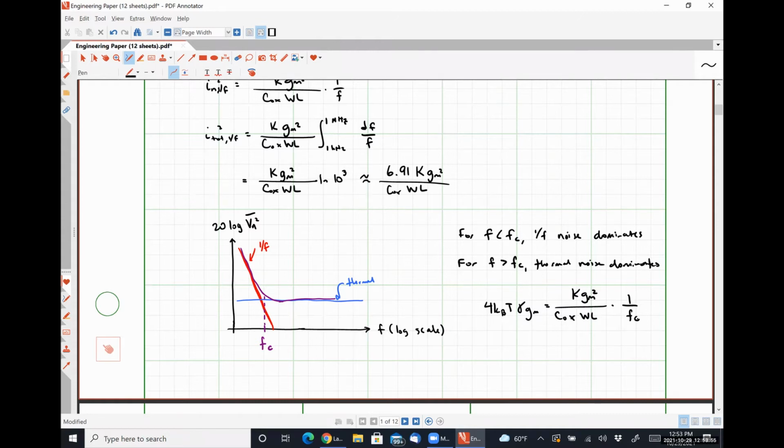Looks like I can just multiply both sides by FC and then divide both sides by that 4 kBT business right there, and that'll take care of it. So we should have FC is equal to K GM, not squared anymore, divided by 4 kBT gamma Cox W times L. Yep. Okay. Well, the derivation was easy enough.